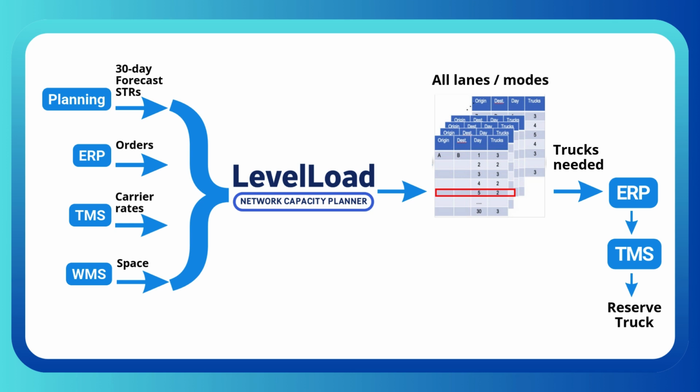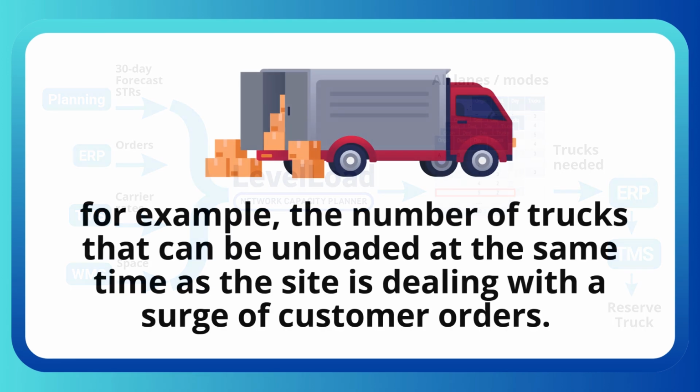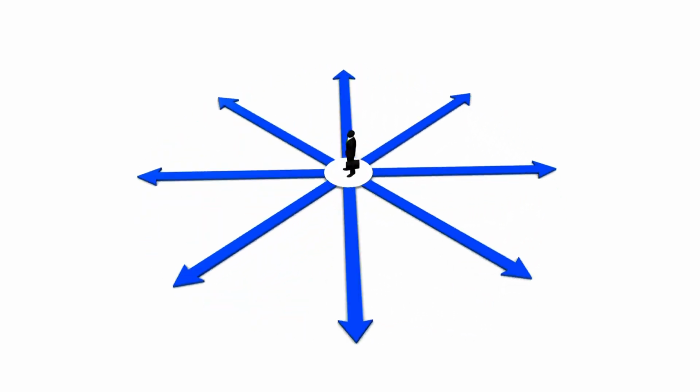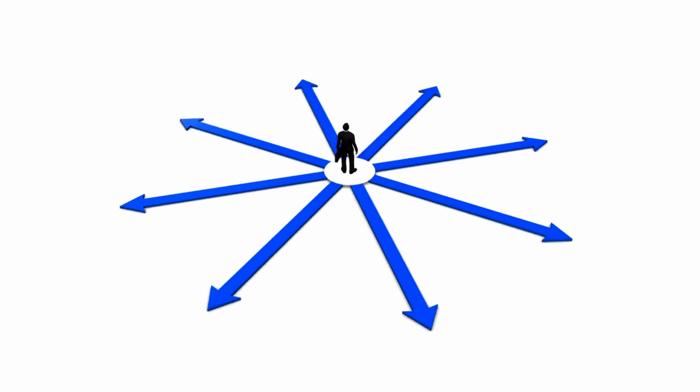It does this by understanding what will be on each truck so that it understands when order fill could be harmed if there is a constraint on, for example, the number of trucks that can be unloaded at the same time as the site is dealing with a surge of customer orders. All the decisions have to be made simultaneously, as what happens on one lane may impact another. It can be like squeezing a balloon.